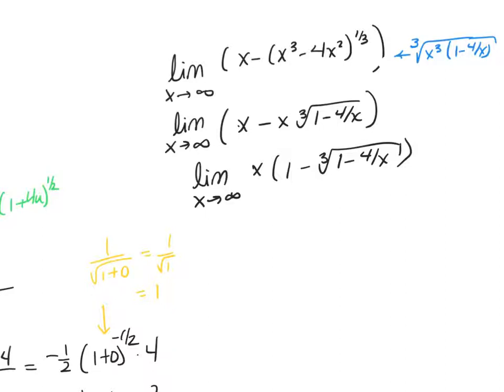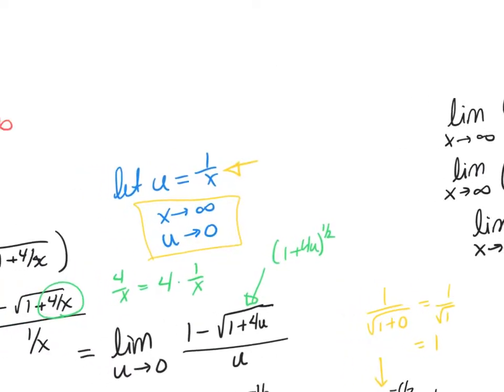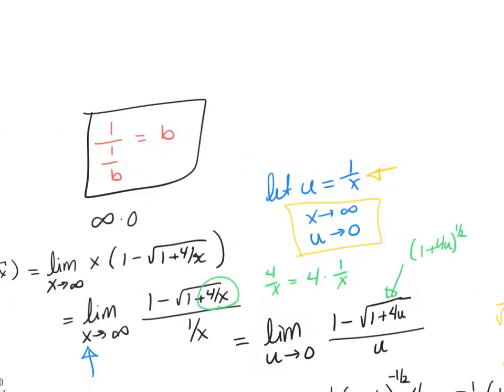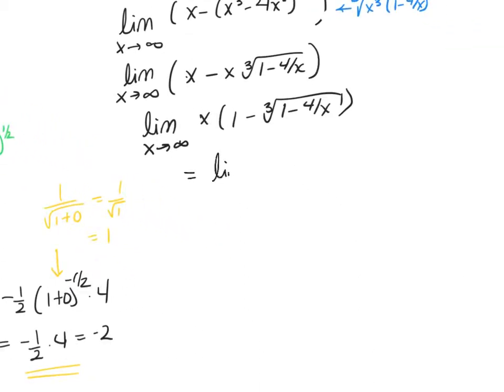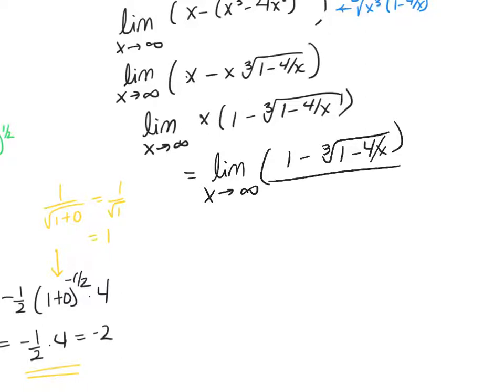And again, what I have is infinity times 0, which is really hard to determine. So I'm going to use this like I did before and rewrite this as the limit as x approaches infinity of 1 minus the cube root of 1 minus 4 over x, all over 1 over x. That's really sloppy, actually.